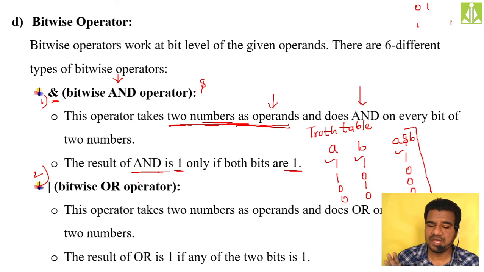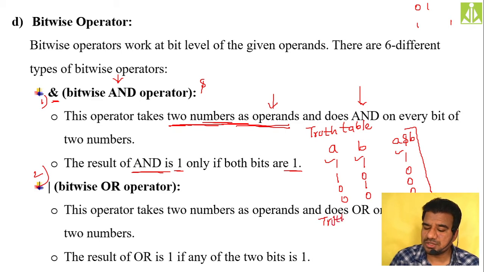For the bitwise OR operation, you have to remember: only if both the bits are 0, you will get the result as 0, and in all other cases you will get the result as 1.